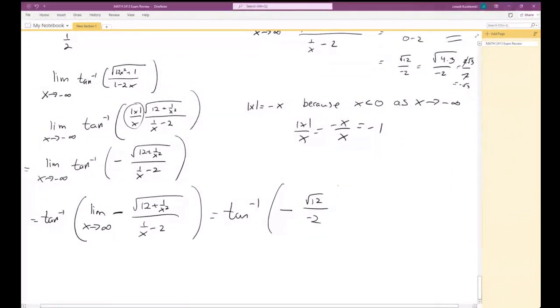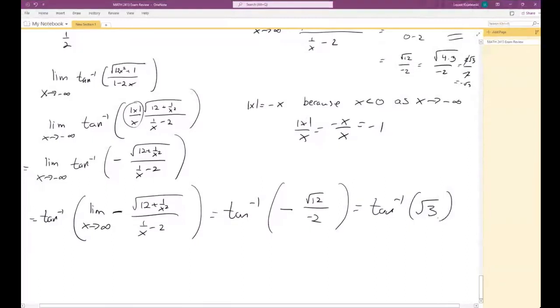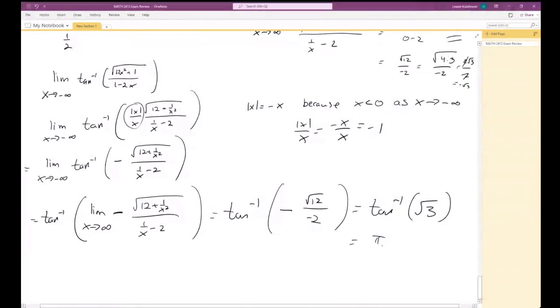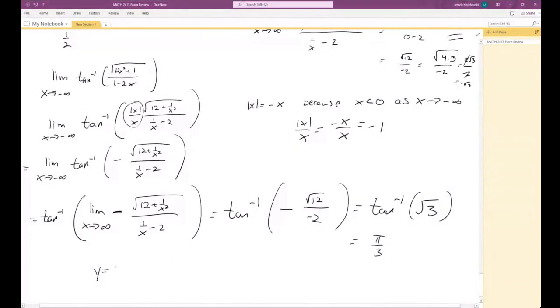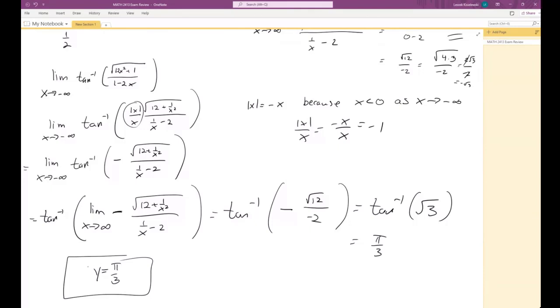Over -2. So this time it's going to be inverse tangent, or arctangent, at square root of 3, positive square root of 3, if you do the arithmetic there. So that would be pi over 3. So we get a different horizontal asymptote, right? This time, as x goes to -infinity, our function approaches the horizontal line y equals pi over 3.